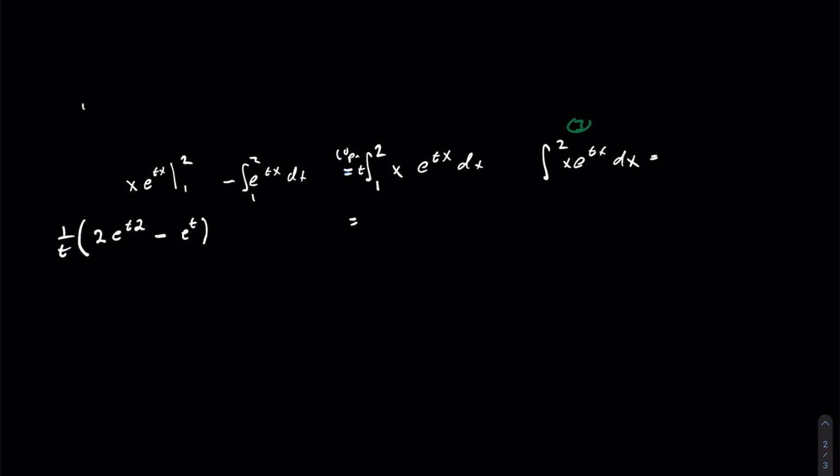this equals to minus the same thing here, except for this being obviously easier. So we have 1, t e to the t x, integrating from 1 to 2.